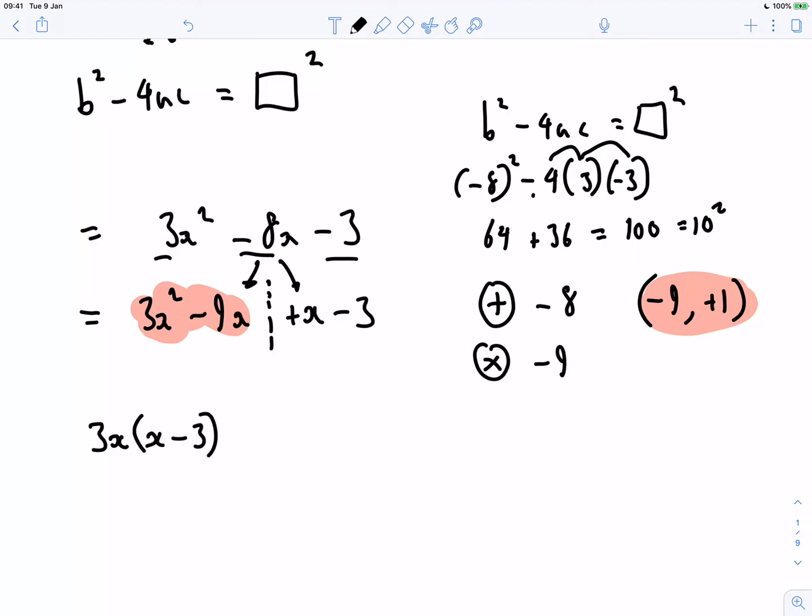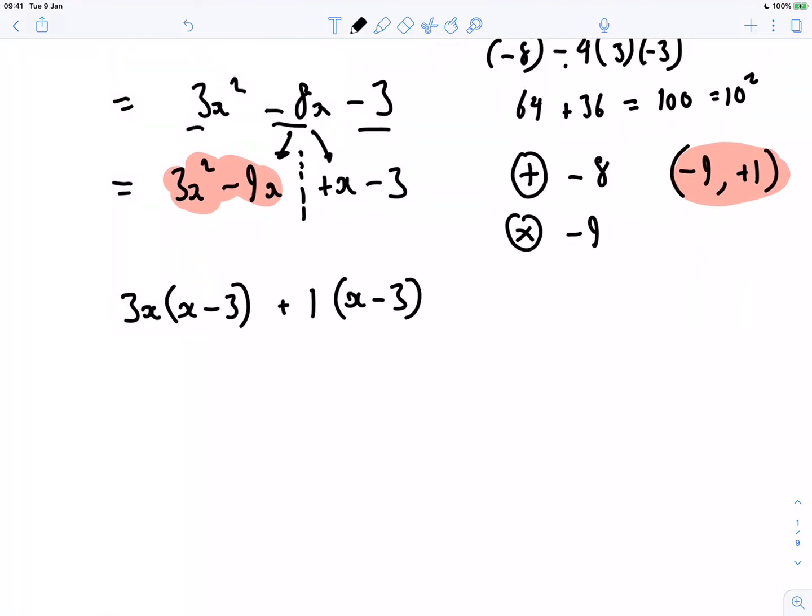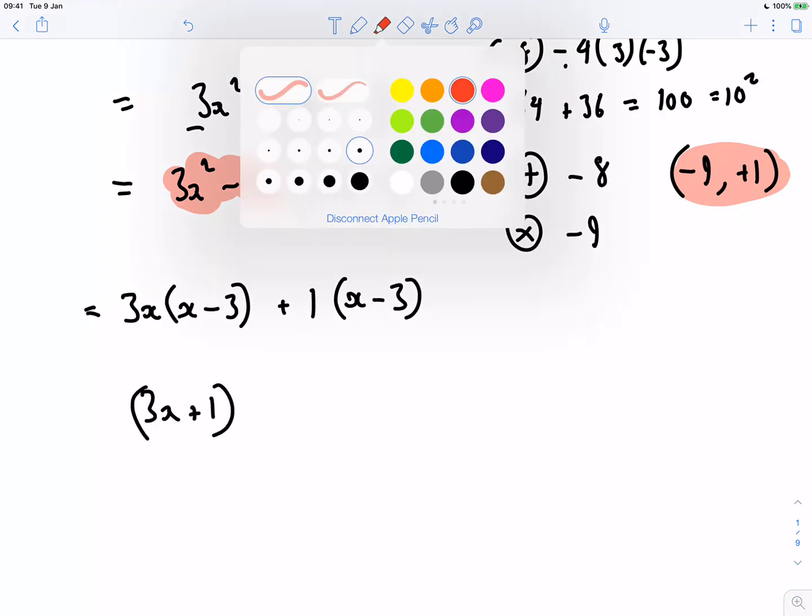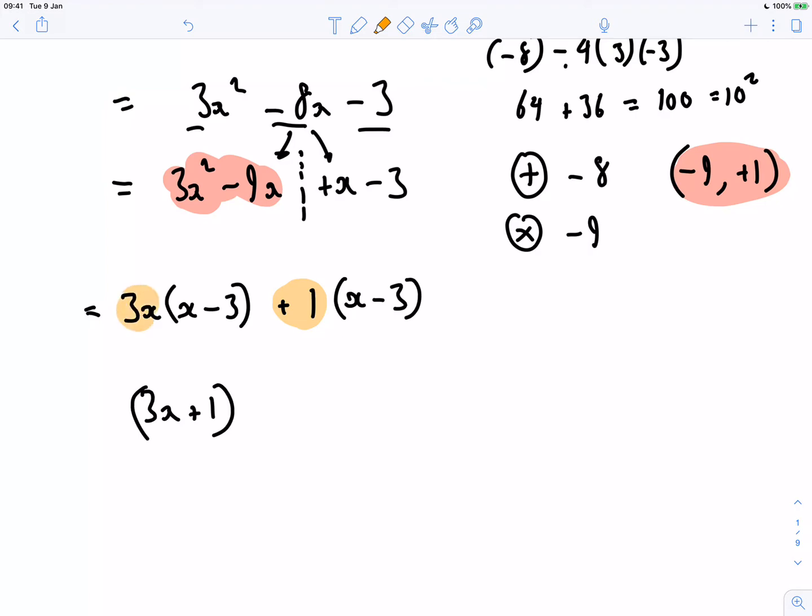Now if I copy this bracket over to here, x minus 3, how many x minus 3s does it take to get an x minus 3? Well, that's plus one of them. And now we're ready to go. So this means I've got 3x plus 1, which are the coefficients of the things in front of the brackets. And then the other bracket, as you've probably guessed, is this repeated x minus 3.